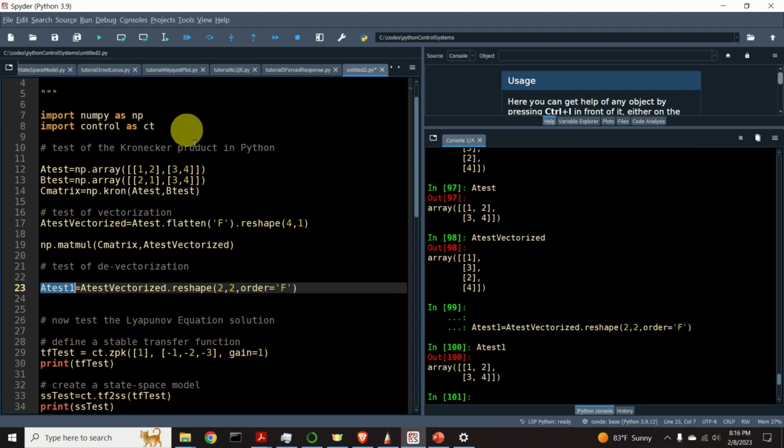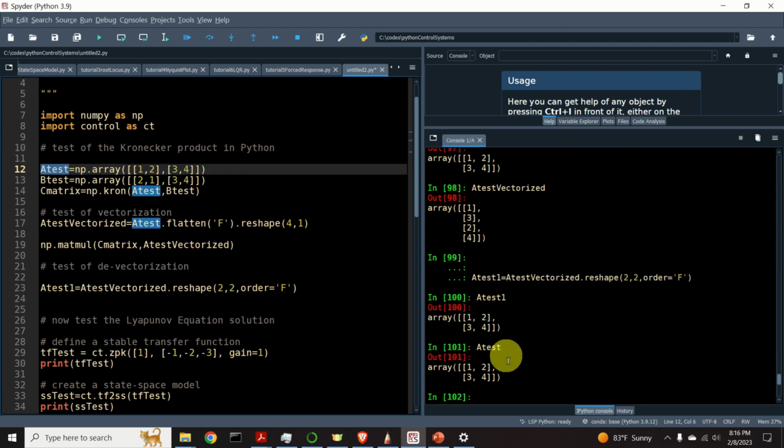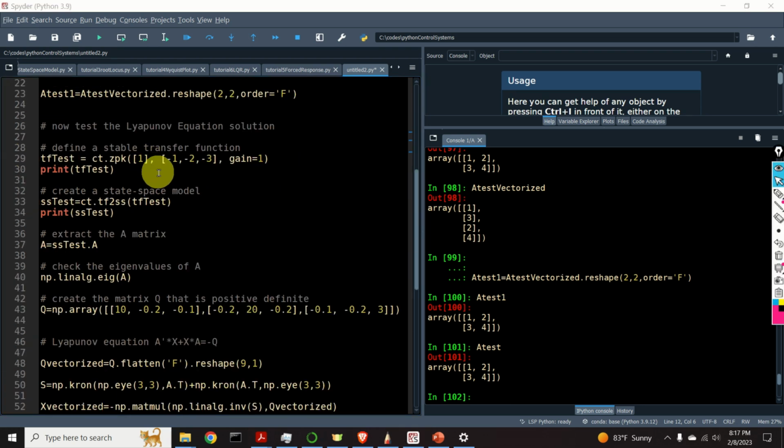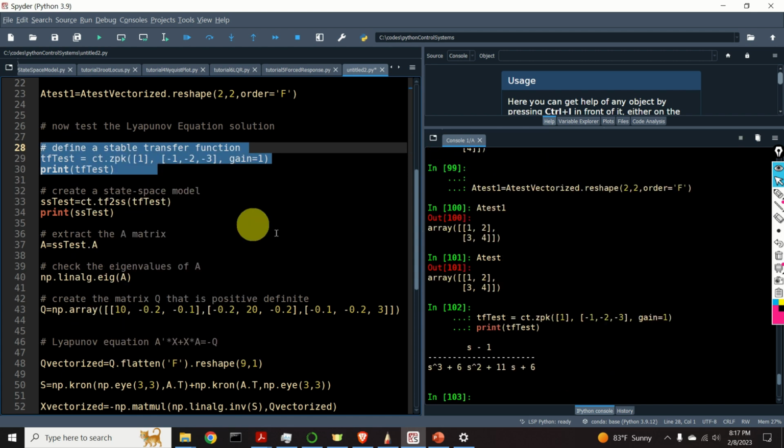Here is A test 1, and let's see our A test. Perfect. Perfect match. Now we know how to devectorize matrices in Python. Next, I want to construct my matrix A, and for that purpose, I will first construct a stable transfer function.